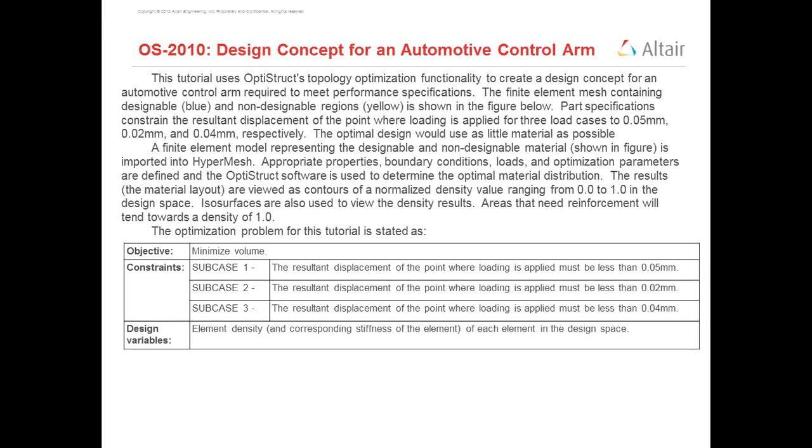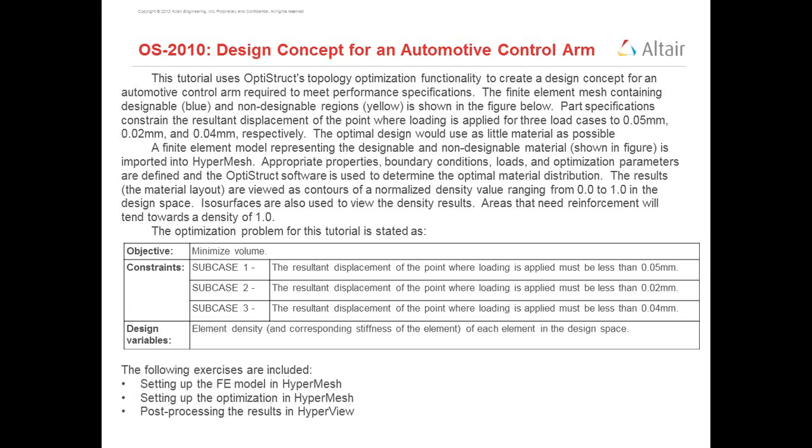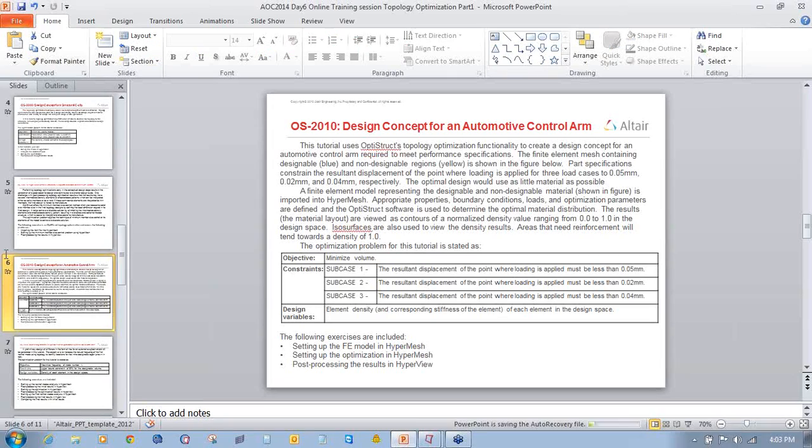The optimization problem for this tutorial is stated as: my objective is to minimize the volume. My constraints are: for subcase 1, the resultant displacement should be less than 0.05. For case 2, it should be less than 0.02. For case 3, it should be less than 0.04. My design variable is the elemental density. In this exercise, we will see setting up the FE model in HyperMesh, set up the optimization in HyperMesh, and post-process the results in HyperView.